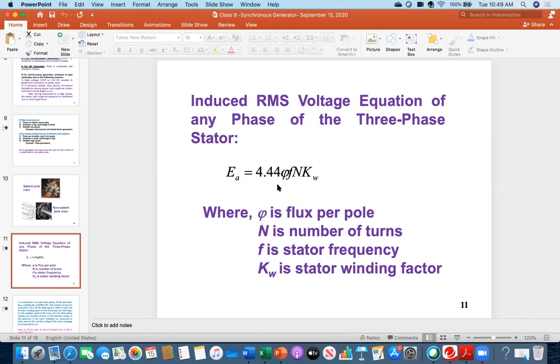So now everybody write down this equation in your notes, and then I will discuss a numerical problem, and then we will be done for today.